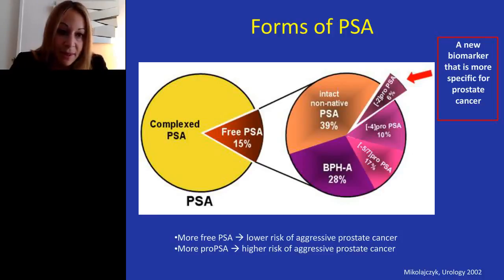So just to explain this a little better, we've known now since the early 1990s that PSA circulates in the body in free form and complexed to proteins. So that's the pie chart on the left. But what you now can see on the right is that the free form actually is comprised of several different isoforms. And so this has all been discovered more recently, and this particular form called pro-PSA is more specific for prostate cancer. So the goal of this Prostate Health Index is to combine all these different types of PSA in a ratio to determine whether the amount of each of these is something that's concerning for prostate cancer.